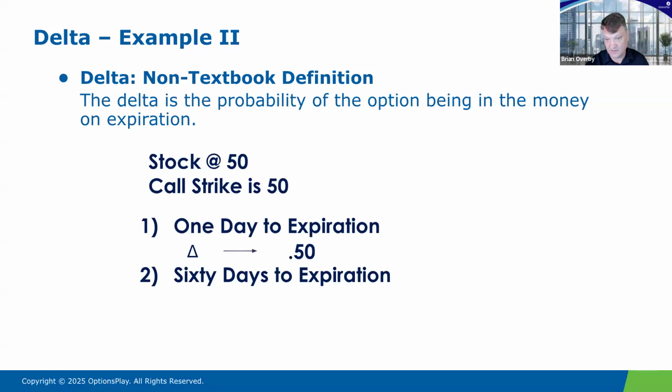But what changes? We already knew the 60-day delta was close to 50. Let's move the stock. Let's make the stock 51. What's the delta now? 1 day remaining to expiration. What's the delta now?